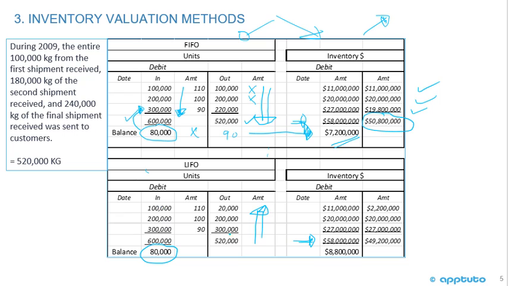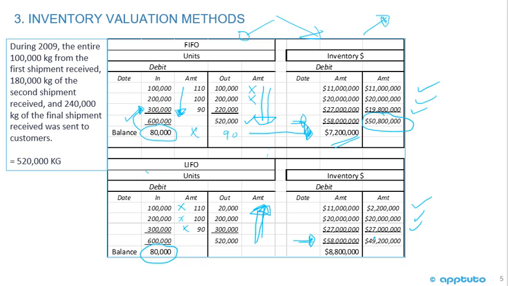Now, when we move to the LIFO, we're starting from the bottom and we're working our way back up. So 300,000 units from the last purchase is gone. Those are all gone. So 300,000 times 90, 27 million. 200,000 times 100, 20 million, they're all gone. Now, I have 20,000 kilograms left. It's 20,000 times 110 from that first purchase is 2.2 million.